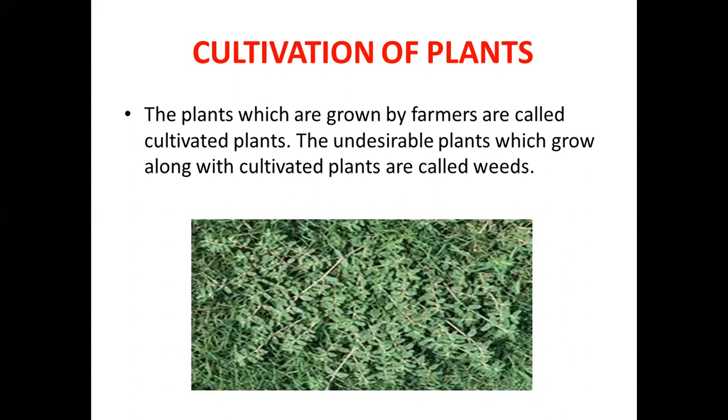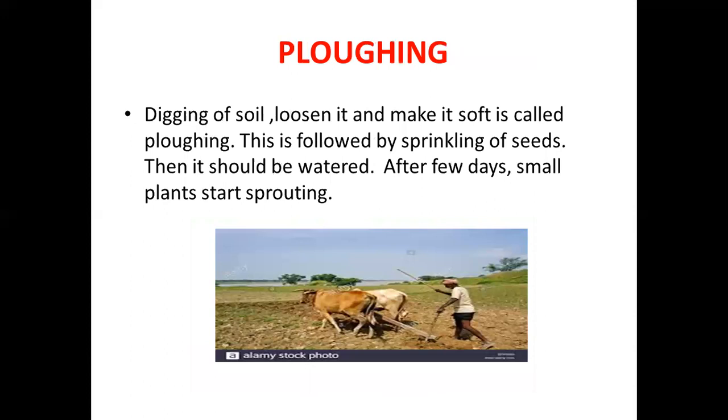So I told already that there is a procedure for the cultivation of plants. Now let us learn how farmers grow plants for cultivation. First of all, these farmers, see here we have a picture. What is the farmer doing here, children? The farmer is plowing the field by using the oxen. So, first of all, the farmer prepares the field to sow the seeds.